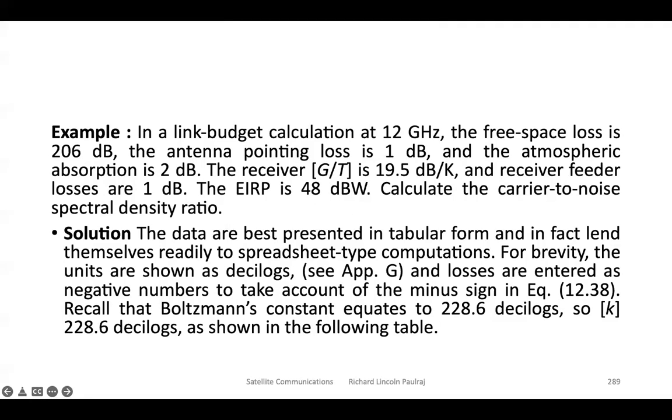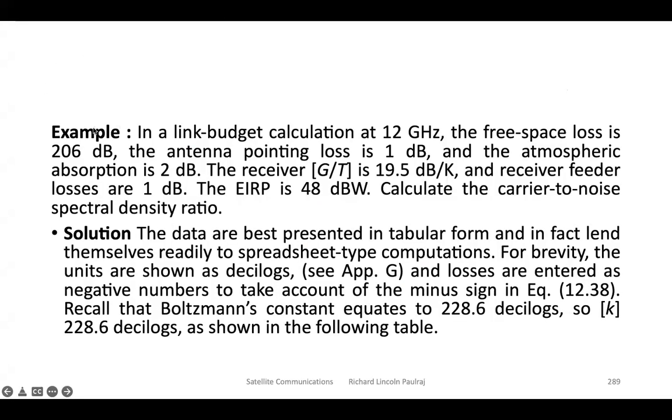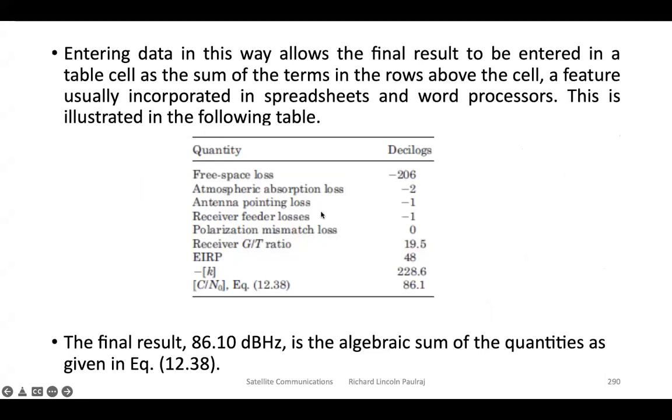So what we do is we take the Boltzmann constant, which, as I mentioned, is about minus 228 dBW. The best way to solve these kinds of problems is to tabulate them. We will put them in the form of a table and calculate. For free space loss, the given value was 206, so we take it as 206. Atmospheric loss and pointing loss are all losses, right? So minus. And for polarization, nothing is mentioned, so I will take it as 0. Then your receiver G by T ratio is going to be 19.5.